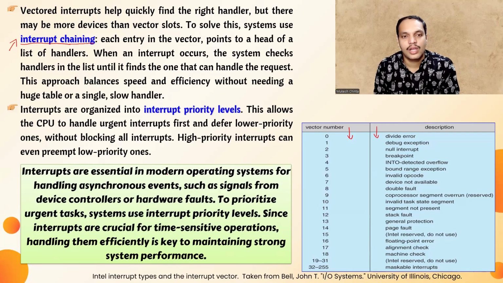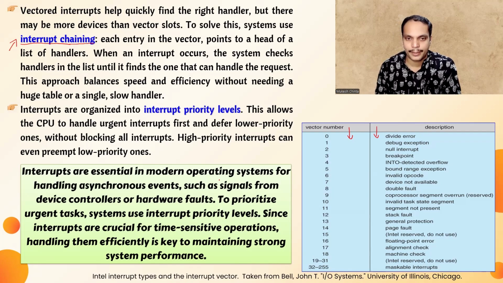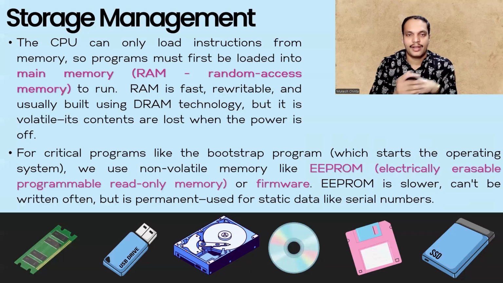Interrupts are quite essential in modern operating systems for handling asynchronous events, such as signals from device controllers or hardware faults, etc. There are many things which will lead to an interrupt. So to prioritize the urgent tasks, systems use interrupt priority levels. Since interrupts are crucial for time-sensitive operations, handling them efficiently is key to maintaining strong system performance. So all these things have to be carefully designed and thought of when you want to implement a system that is quite efficient.